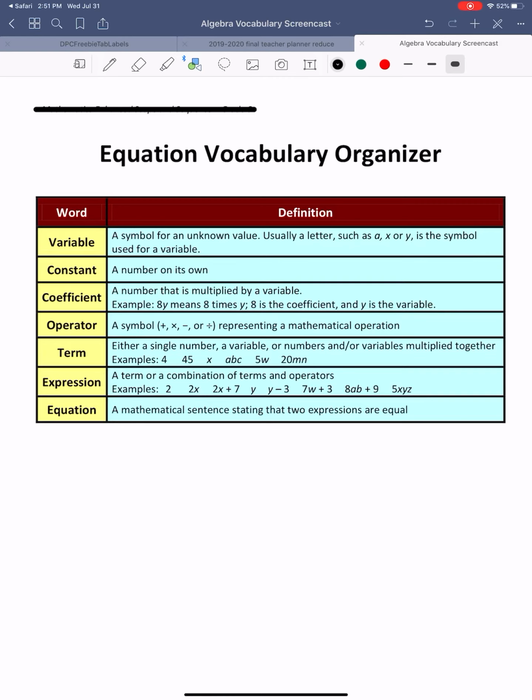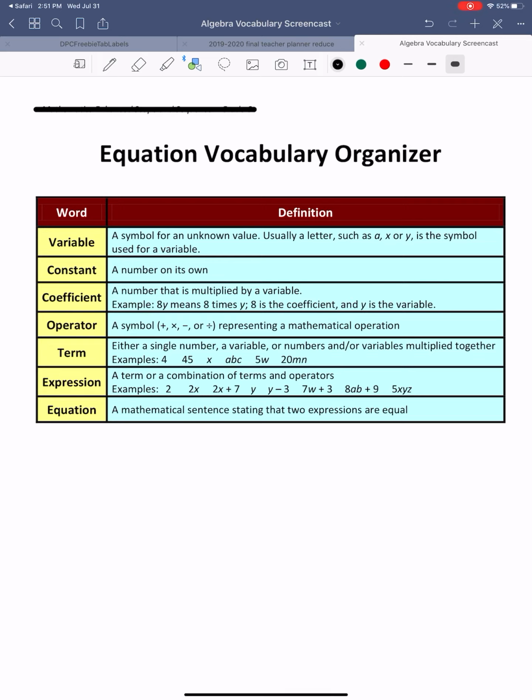Equation vocabulary organizer. You have your vocabulary words along with the definitions that are going to be very important as you make your way through this algebra course. So our first word is variable. This represents a symbol that has an unknown value, a value that we do not know. Usually it is represented by a letter. Most of the time we use X, but you can use any letter that you like.